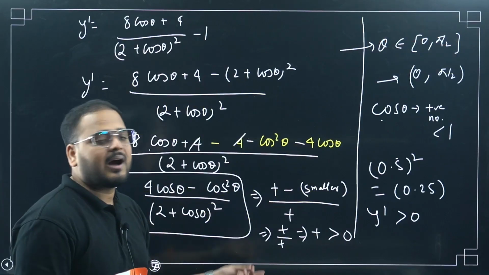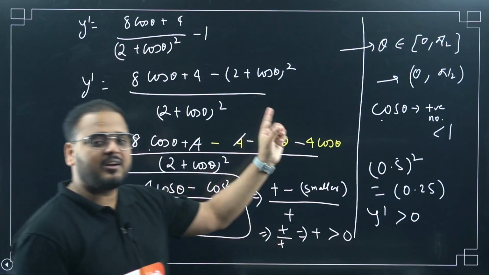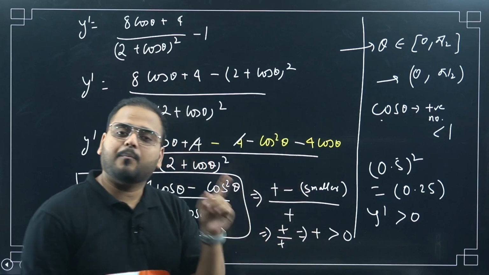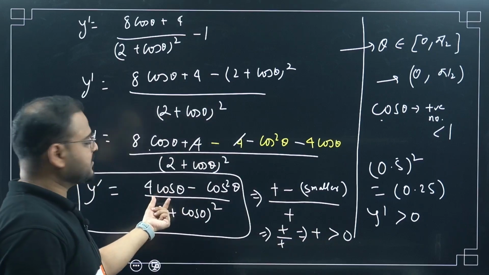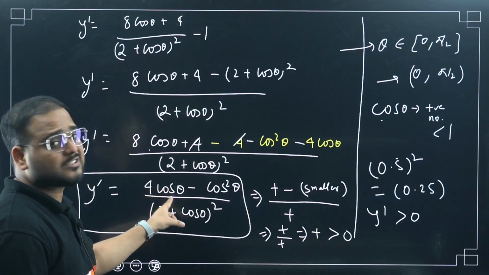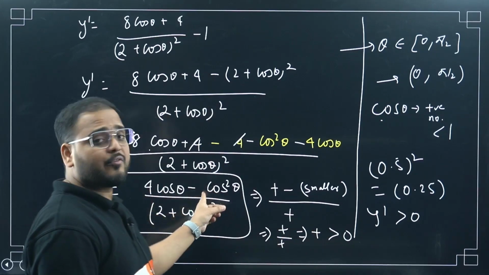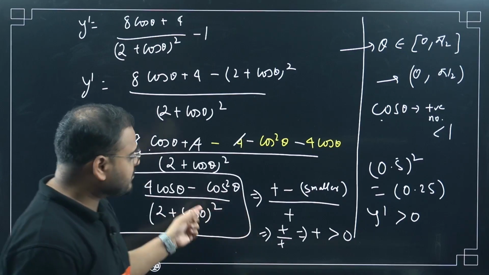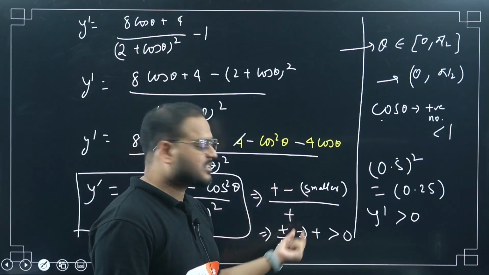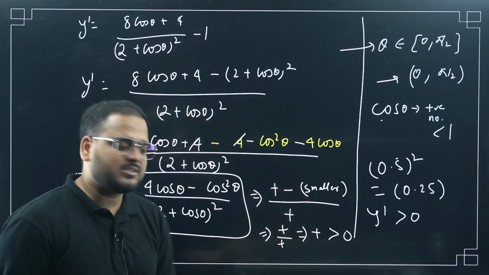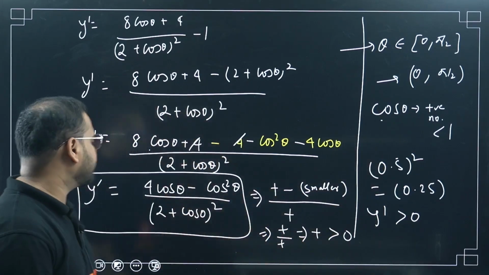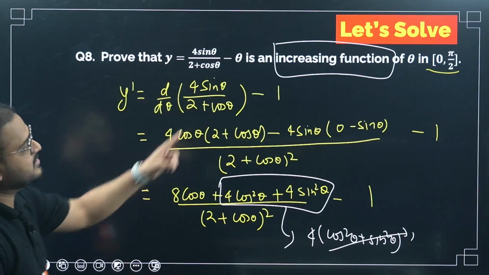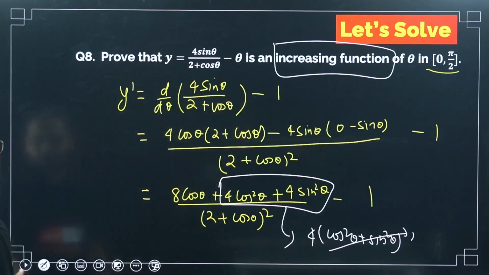Let's see here. We know that cos theta in the interval 0 to pi by 2 will be a positive number but less than 1. This will be a very big positive number, because 4 times cos theta will be a bigger number. Square it and you'll get a very small positive number. The difference will be again positive. Positive by positive will be positive only, so greater than 0. If the derivative is greater than 0, it means an increasing function. We have to prove increasing function in that particular domain. I hope this is visible.